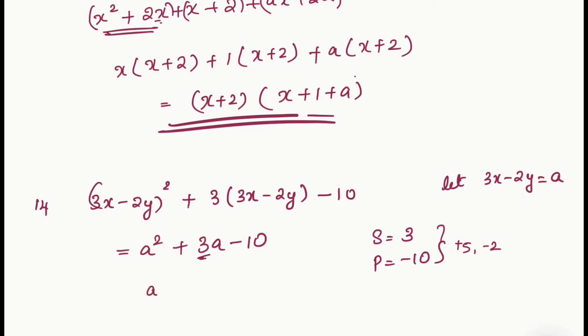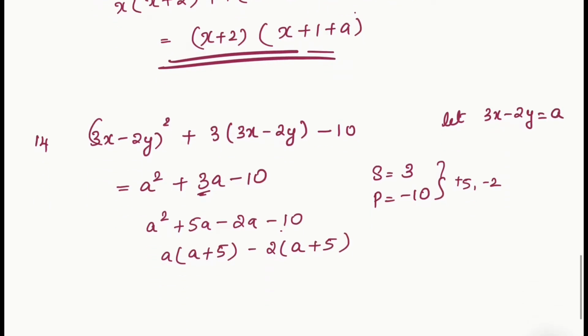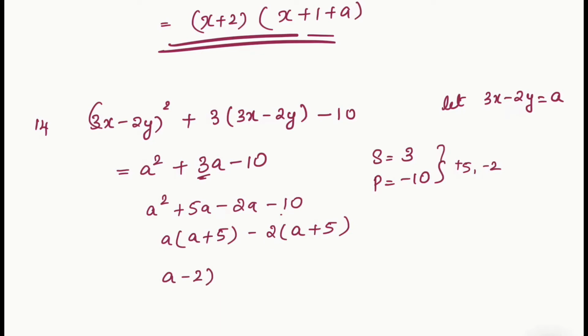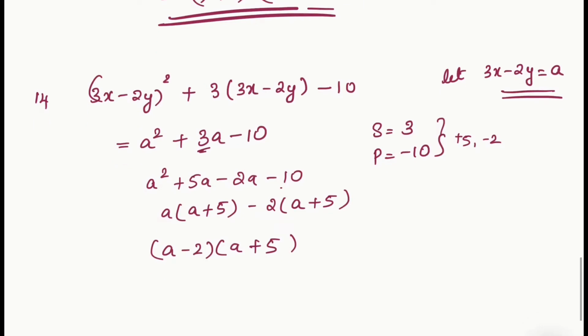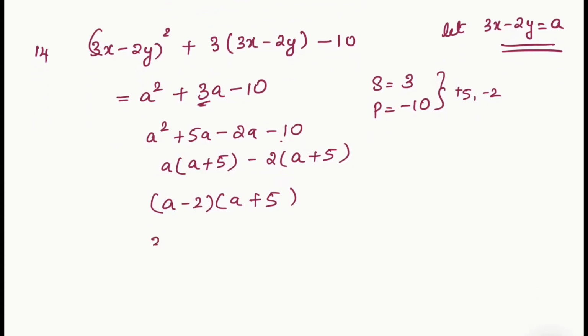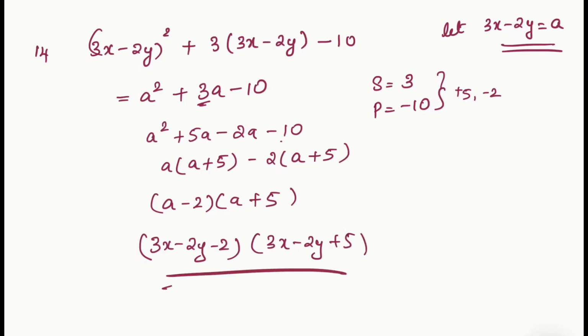So I can write it as a square plus 5a minus 2a minus 10. Correct? From this I can take out a, so I get a into a plus 5. Again a minus is there, so we can take it as minus 2 into a plus 5. Okay, so we get it in the form a minus 2 into a plus 5. What is the value of a here? We need to substitute that value. So a is equal to 3x minus 2y, giving 3x minus 2y minus 2 into 3x minus 2y plus 5. Okay, so this is the factorized form.